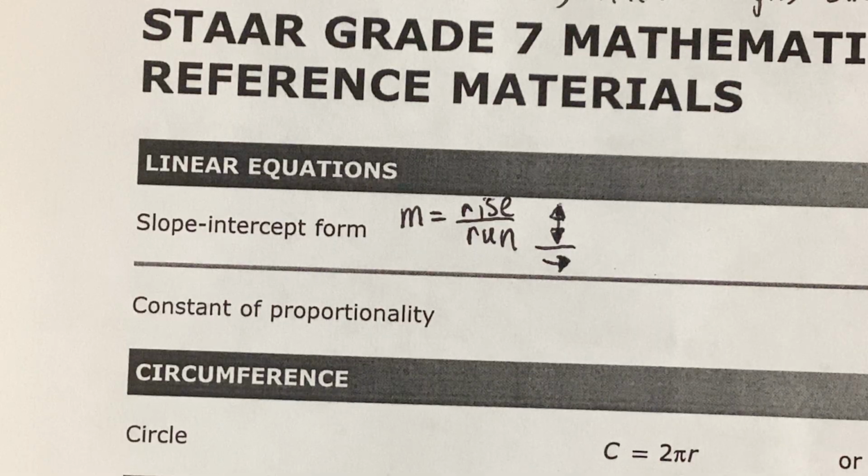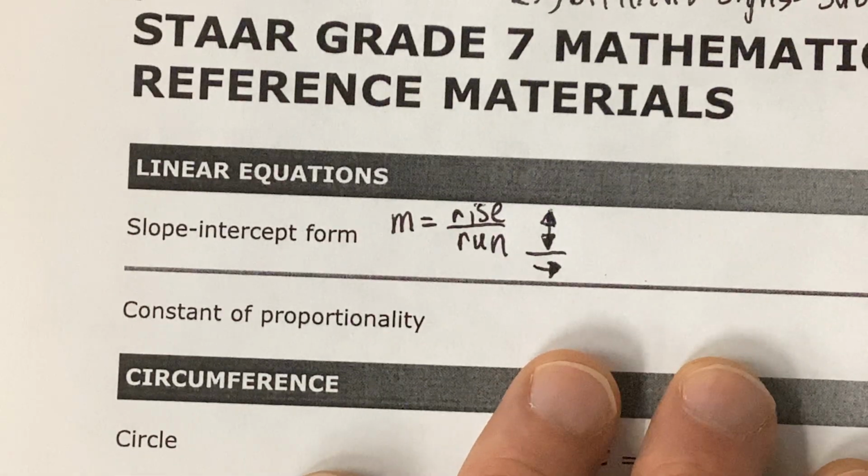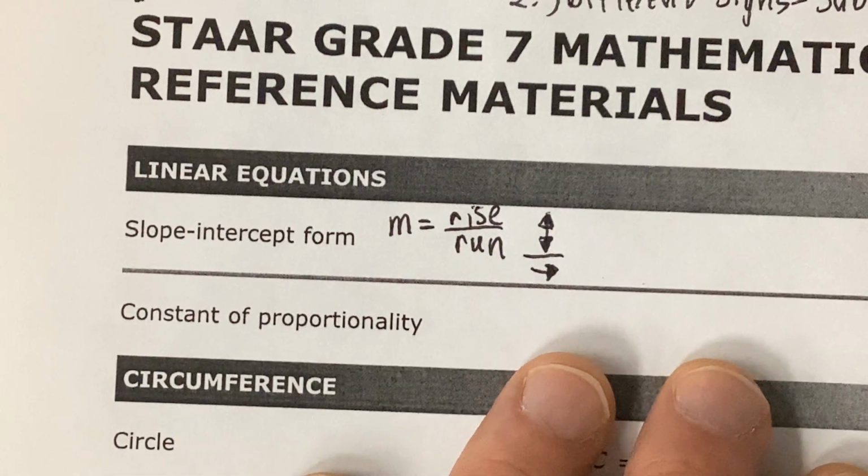We always start at the left hand point, the point further to the left, and count our way to the point further to the right. And up and down is where our negative or positive will come in. If it's going up, it's positive. If it's going down from left to right, then it's negative. Okay, so that's how we find the slope.